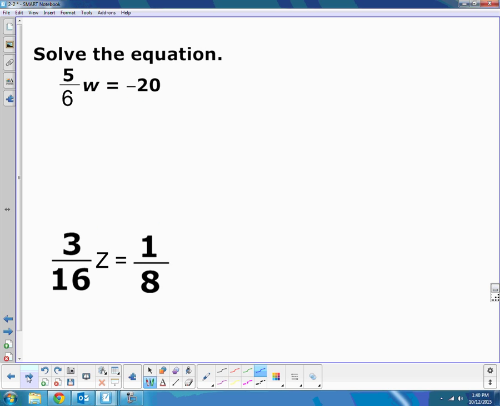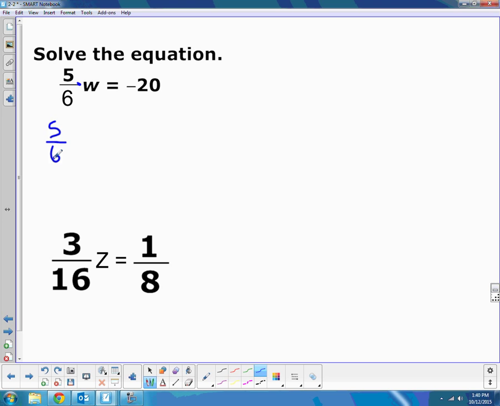All right, last couple here. Fractions. Yes, we dealt with decimals, we dealt with whole numbers. Last couple things here, fractions. So, if it's 5/6 times w equals negative 20, I can do the inverse operation. If it's times, I divide. I'm going to write it in a slightly different way. You'll see why in a little bit.